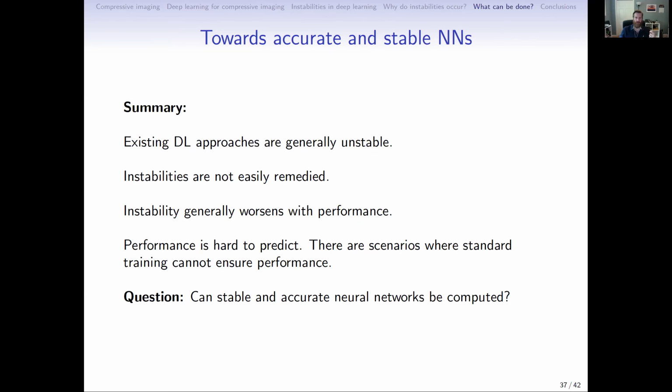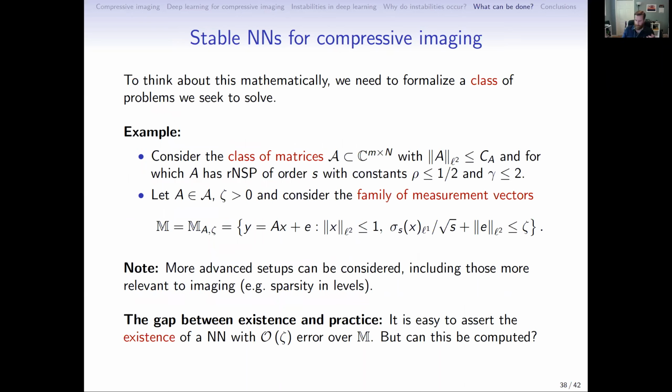And to get some insight here, obviously we need to think about this mathematically. We need to formalize a class of problems that we wish to solve. And so rather than starting from a very high point, the point I want to start with is to say, okay, let's be slightly more cautious, and let's show that we can at least perform as well as compressed sensing. So the point is we know the performance and accuracy of compressed sensing. Let's show that we can at least do as well as that with neural networks.